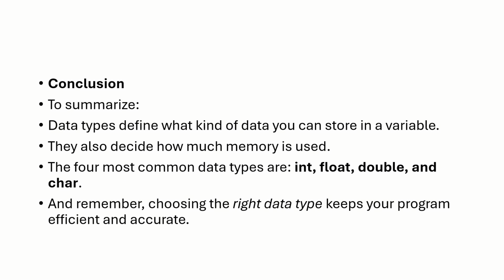So in conclusion, to summarize, data types define what kind of data we can store in a variable. They also decide how much memory is used. The four most common data types are int, float, double, and char. And remember, choosing the right data type keeps our program efficient and accurate. Okay, thank you.